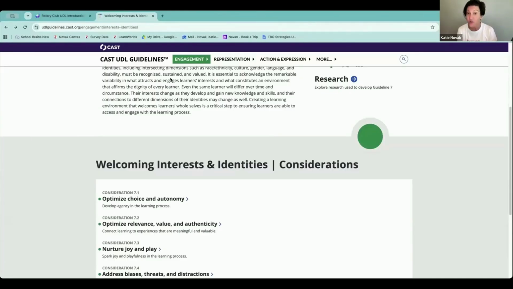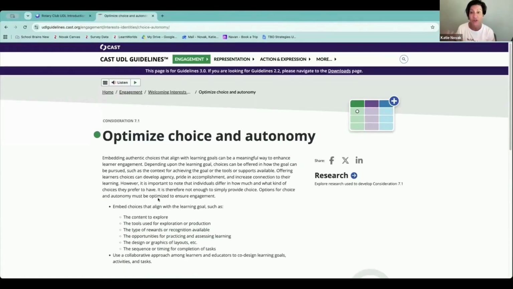We can ask students that ourselves. We could do anonymous surveys. We could do focus groups. And then if the answer is not yet, we start with this first consideration. And we say, well, what's the first thing that we need to do if my learners don't feel interested, if my learners don't feel welcome? The first thing is I have to start giving them choice. Because if they're not interested, it's because they have no autonomy, right? I have to give them choice.